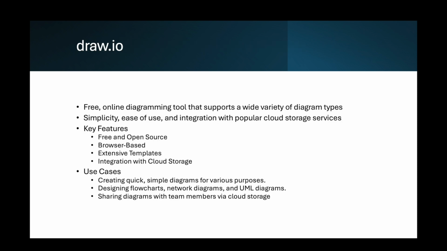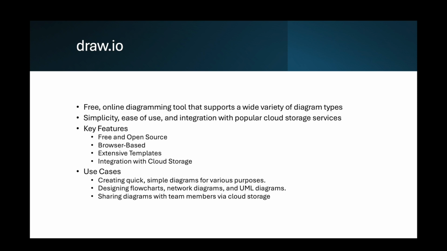Draw.io. Draw.io, which is now part of diagrams.net, is a free online diagramming tool that supports a wide variety of diagram types, including flowcharts, network diagrams, UML diagrams, and more. It's known for its simplicity, ease of use, and integration with popular cloud storage services like Google Drive and Dropbox. This is also one of my favorite ones, which I use daily.